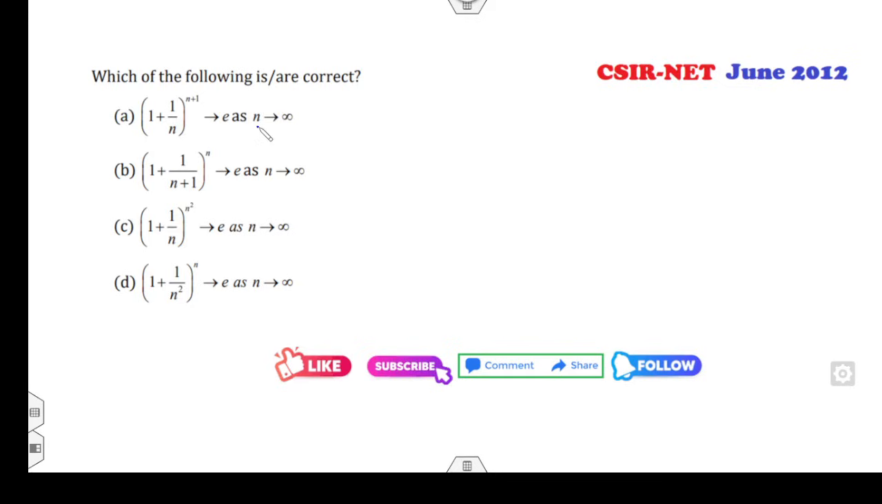Okay, again you can see whenever n approaches infinity, this is of the form 1 raised to power infinity. So the answer is e raised to the limit of f times g as n approaches infinity. So that will be (1 + 1/n) to the power n, which is my e. The first option is the correct answer.